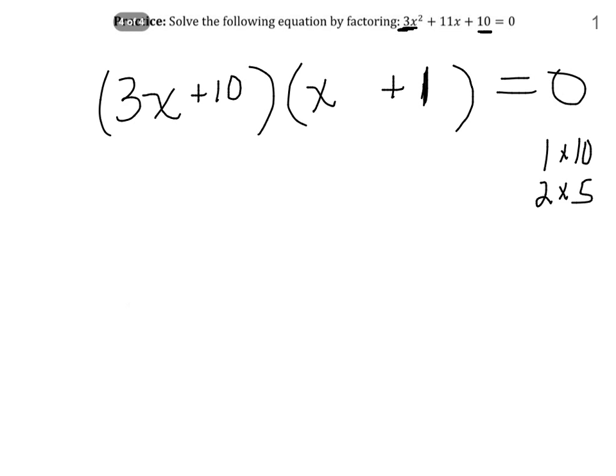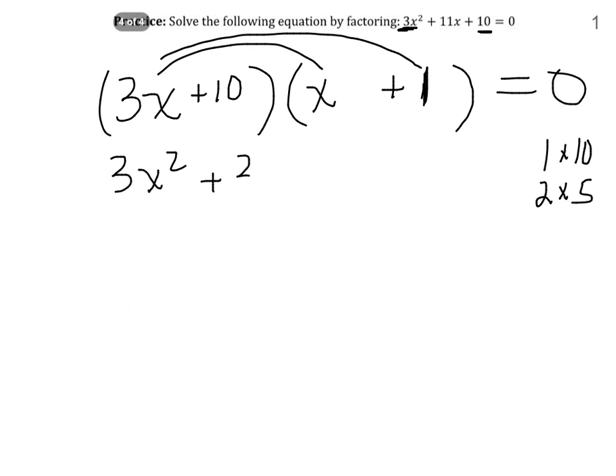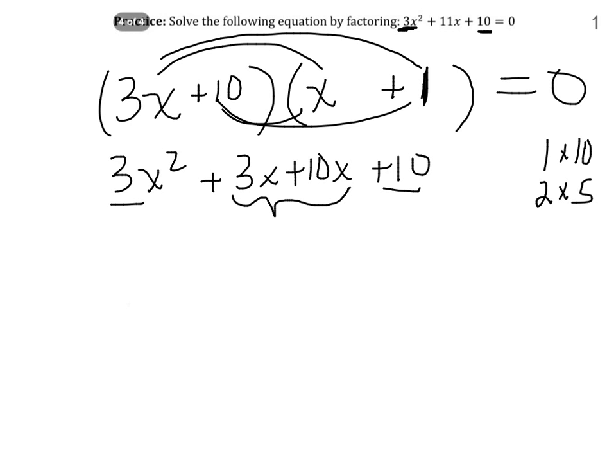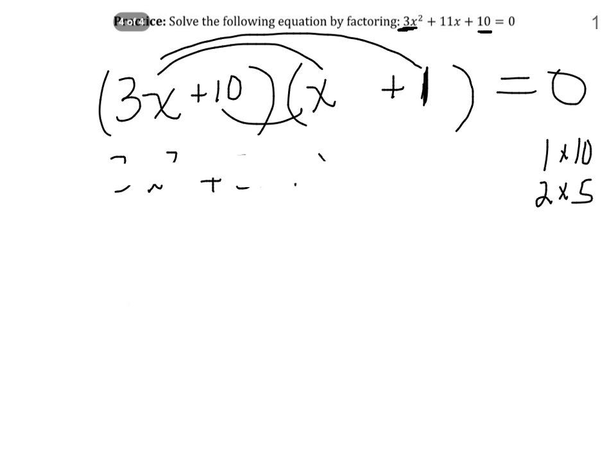Let's find out. If we do FOIL it out, we'll get 3x squared, and then we'll get plus 3x, and then plus 10x, and then plus 10. Okay, so we've got the 3x squared, we've got the plus 10, but unfortunately these are going to add up to 13x. So we did something wrong. Let's go back, erase our work, and try again. Try something different. So it's got to be the 10 and 2 combination.